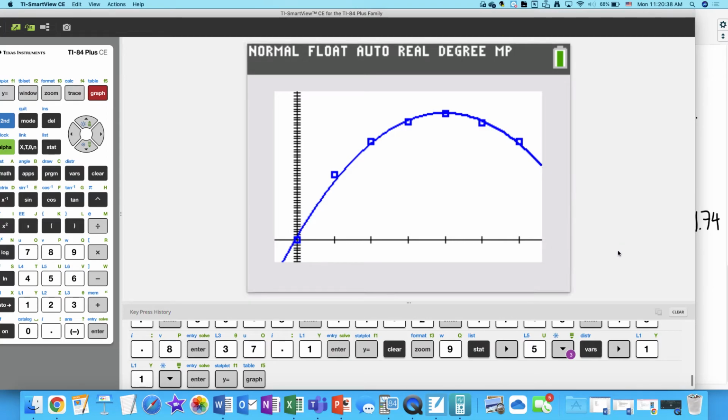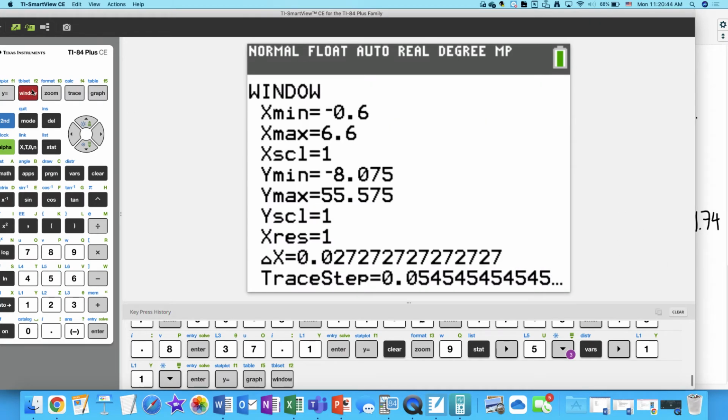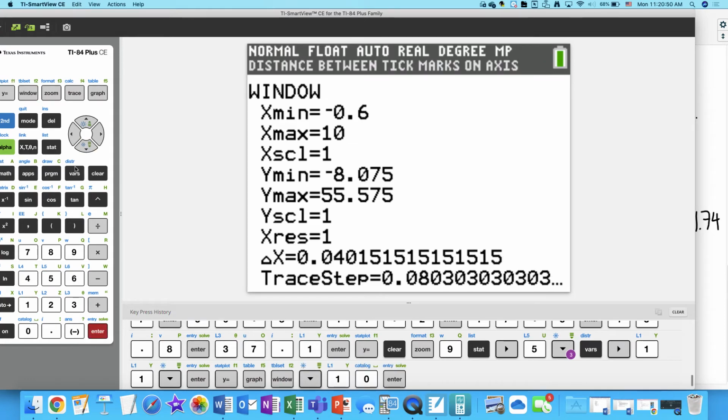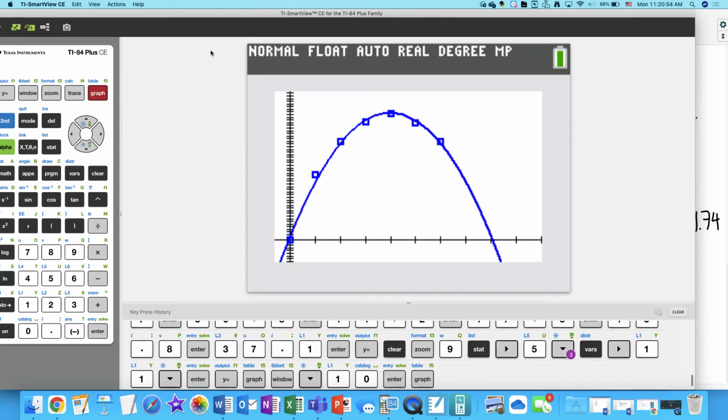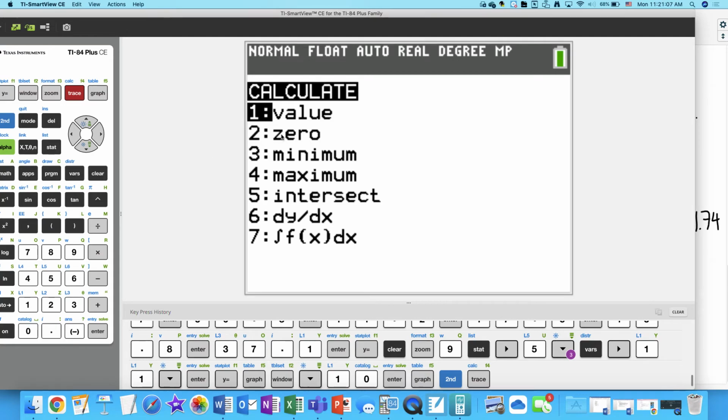So to find that point, I'm going to go second calc. And that is an x-intercept, also called a zero. So I'm going to hit number 2. And I'm going to go to the left of it. And I'm going to go to the right of it, down a little bit. And I'm going to hit enter. And I can see that that's x equals 8.04 hours.